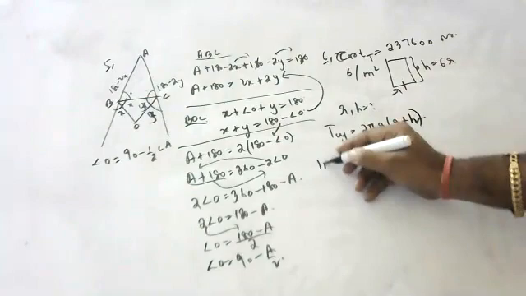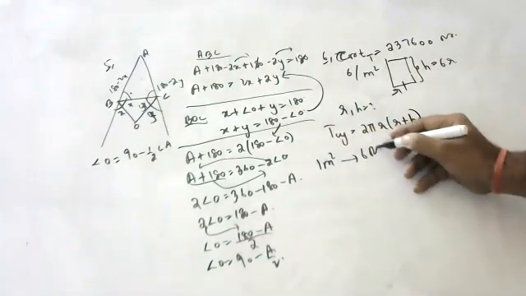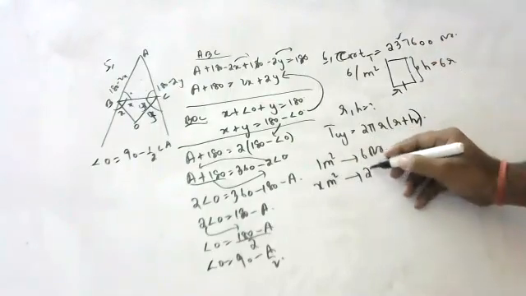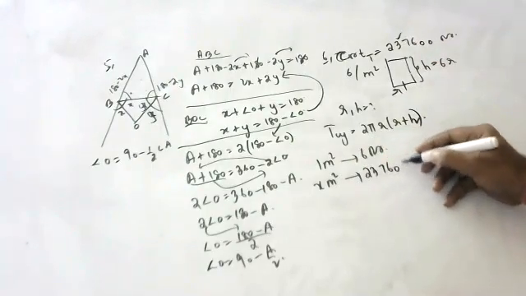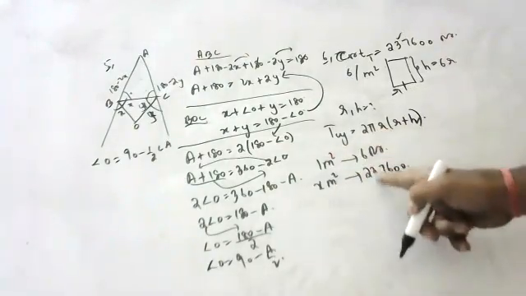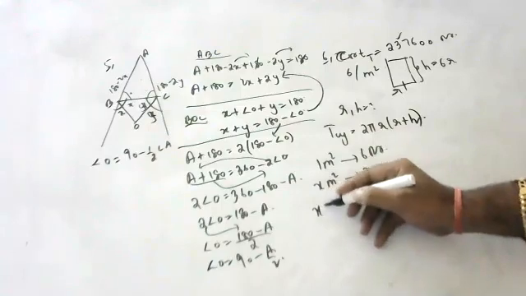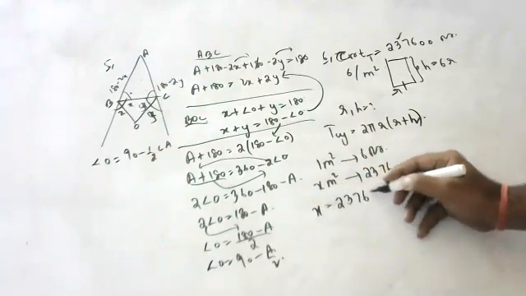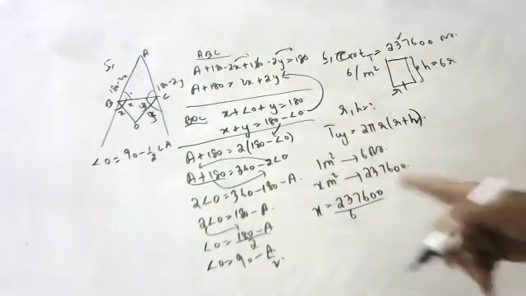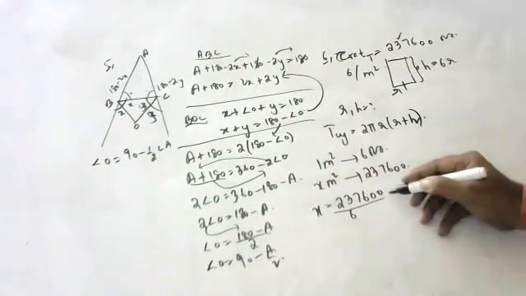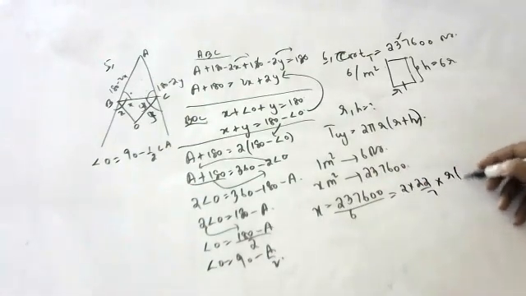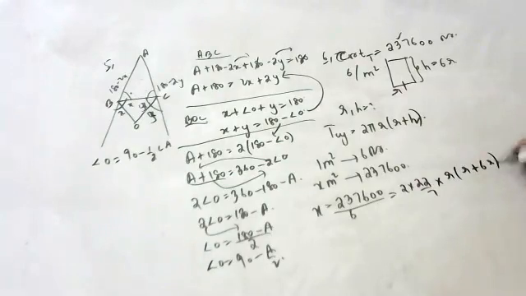See, 1 meter square is 6 rupees. So for how many meter square would it have become 237600 rupees? 1 meter square, 6 rupees. For how many meter square will this cost come? Cross multiply. x is equal to 237600 by 6. This is what TSA is. This is equal to 2 into 22 by 7 into r into 6r plus r. Okay.